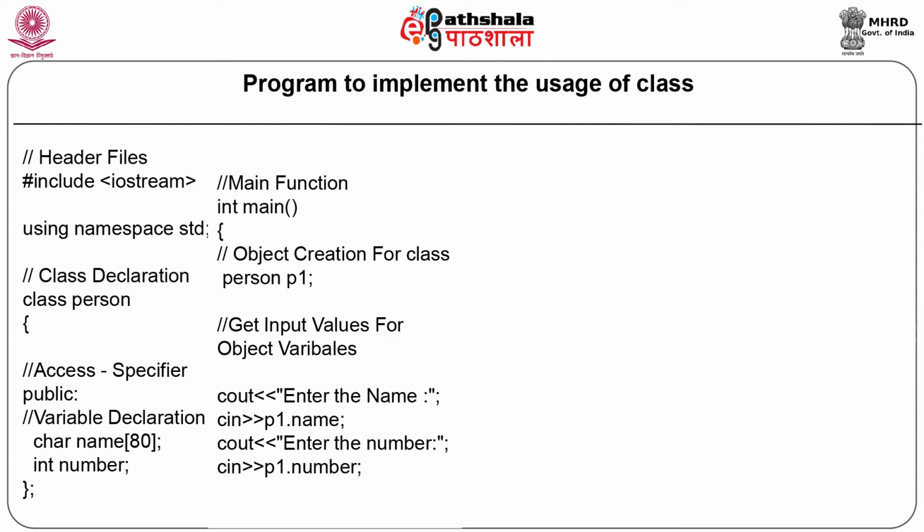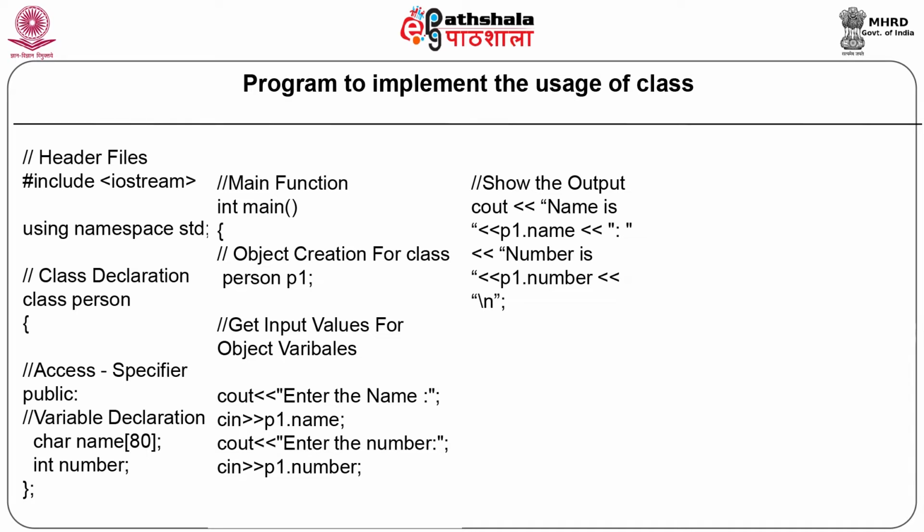Second, enter the number, cin P1.number. Here you can notice the variables have been accessed using the object and dot relationship. Now the output will display on the screen as cout, the name is P1.name and the number is P1.number. Return 0 and the main program ends.